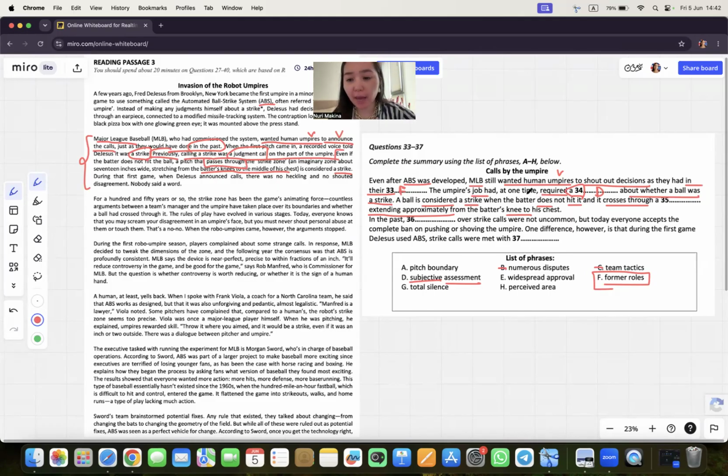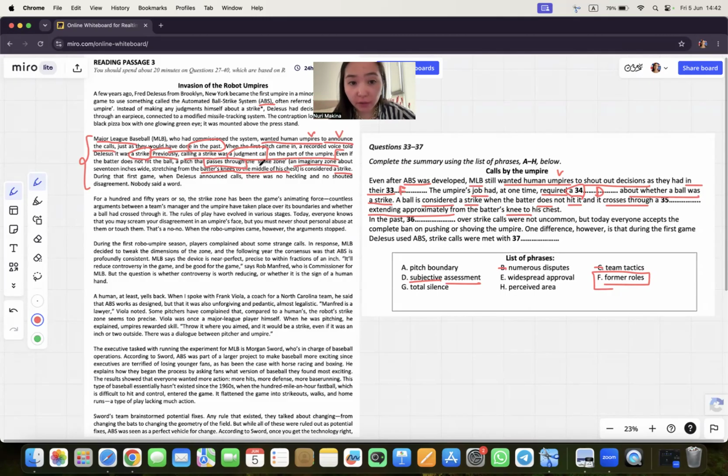So we have the match of the first paragraph, of the first part, and it crosses through something. What does it cross through? A pitch that passes through the strike zone. A strike zone. And they are explaining the strike zone. So an imaginary zone. So this explanation might be the answer. It crosses through this imaginary zone about 17 inches wide.